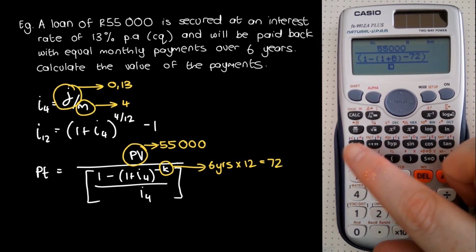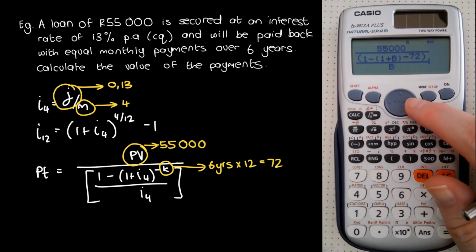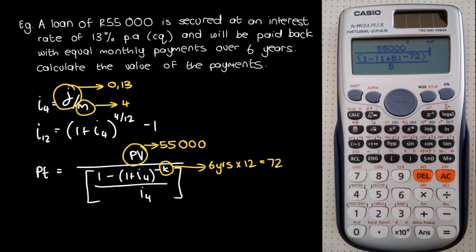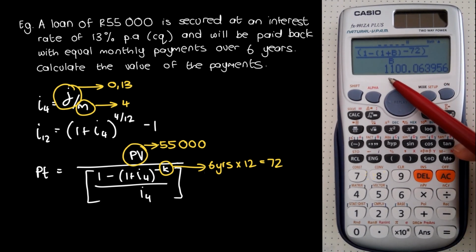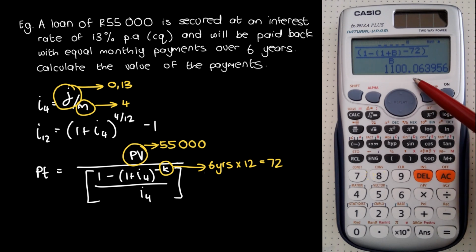And then we're just going to recall B. And then we're just going to go to the end, and the end is the top one. So we're going to say equals. And there we go. We have our answer is 1,100.63956. We round it off. That's why we get 1,100.07.